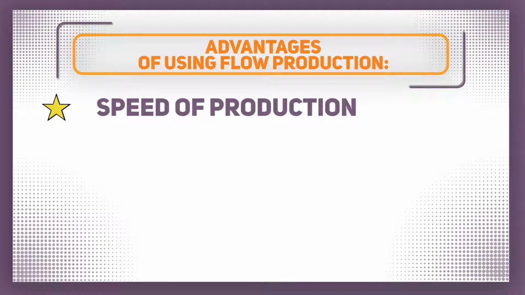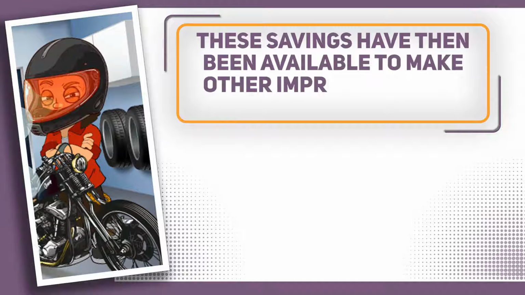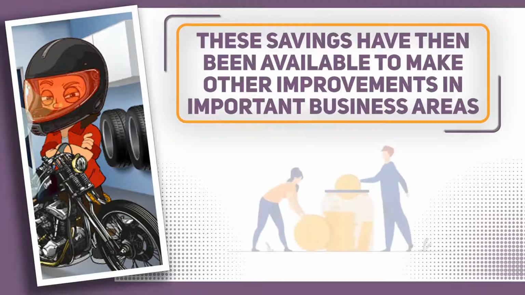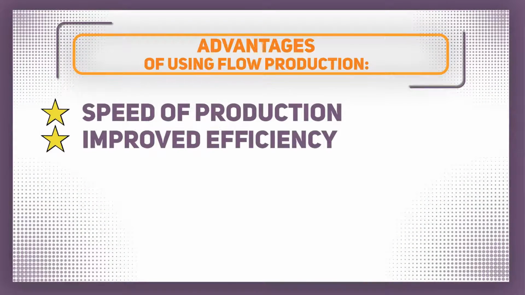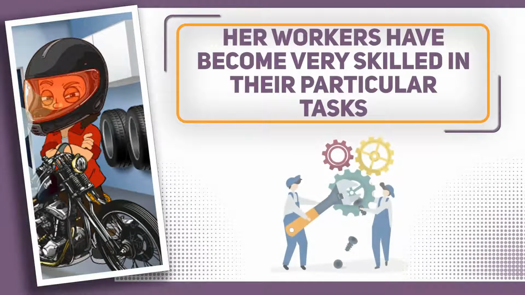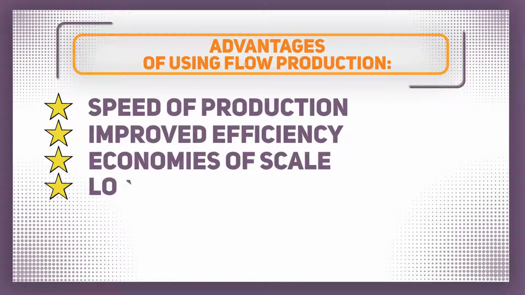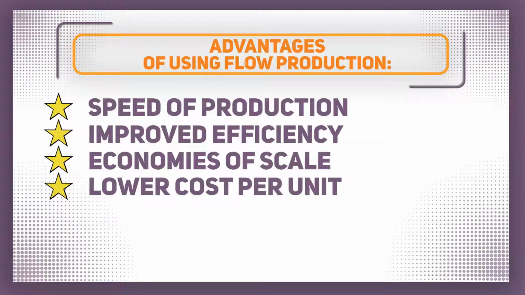Once Dawn was able to invest in more automation, the technology has actually helped her keep her costs of production down. These savings have been available to make other improvements in important business areas. By using specialisation, Dawn has found that the production process is much more efficient, and her workers have become very skilled in their particular tasks, making them, again, much quicker. And as Tough Steel Motorcycles are producing bikes in large quantities, Dawn can achieve economies of scale, resulting in a lower average cost per unit, or I guess in this case, per bike.